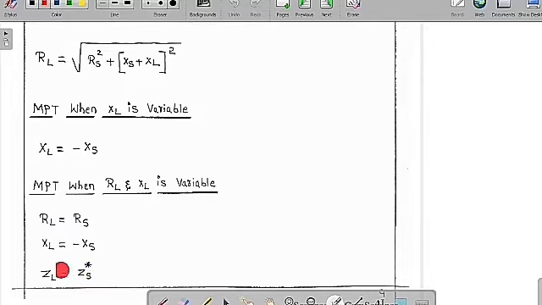You can see clearly that at this condition the inductive part gets cancelled in the circuit, so the circuit is purely resistive. At this condition the circuit is purely resistive, and at this condition also the circuit is purely resistive, but not at this condition. At this condition the circuit is not purely resistive.